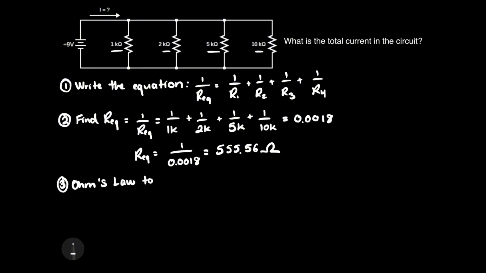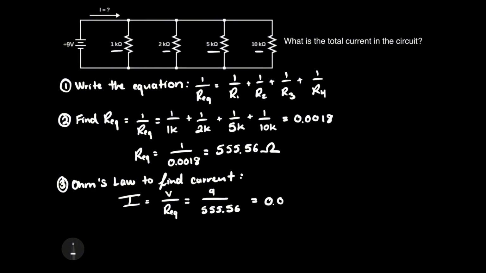Now, in our final step, we're simply going to use Ohm's law to find the total current. In a parallel circuit like this, it's important to note that all the resistors encounter the same voltage, but they all have different currents. This is a fundamental rule of parallel resistor networks. Now, knowing this, we can plug the values into Ohm's law, meaning I is equal to V over the equivalent resistance, which is 9 volts over the 555.56 ohms we calculated in step number 2, giving us a final answer of 0.0162 amps or 16.2 milliamps.